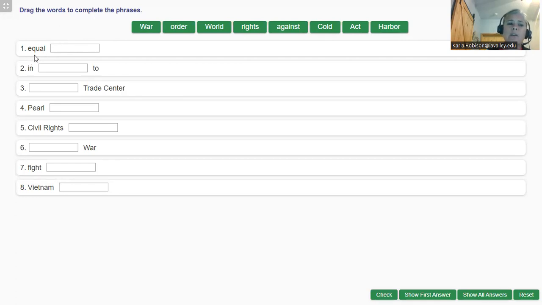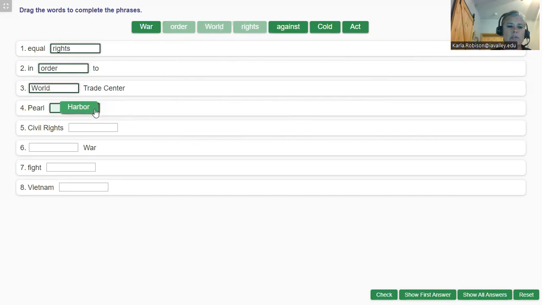So we have equal. This was basically for equal rights. Everybody has the right to be treated fairly. In blank 2, that was part of government, where we would say in order to. So in order to pass a bill, we need 2/3 of the vote. Blank Trade Center would be the World Trade Center. Pearl Harbor, in Hawaii. I hear it's absolutely beautiful.